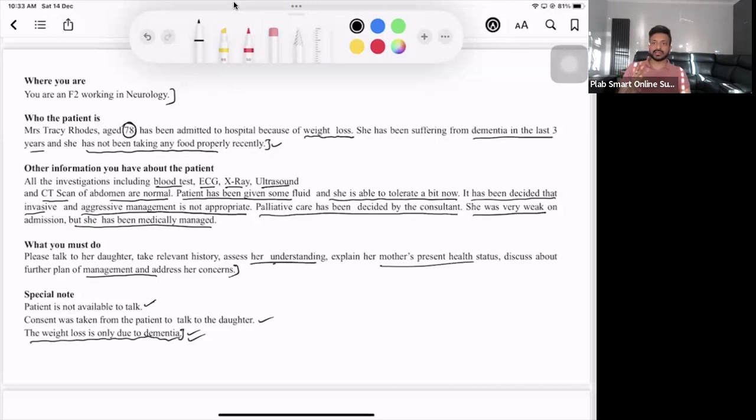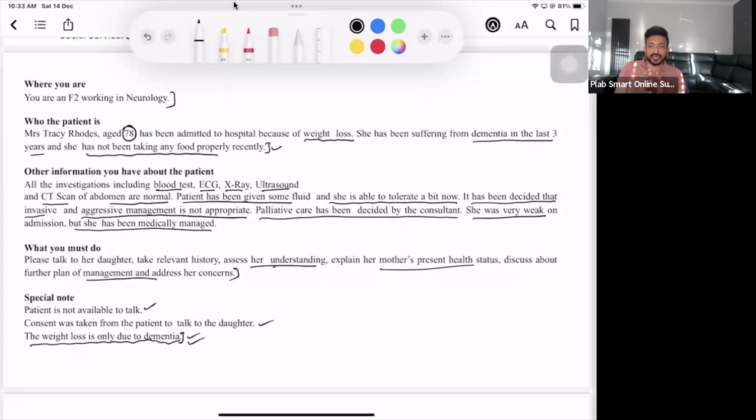Now, tell me one thing: in these kinds of stations, when you go into the cubicle, how are you going to start? Are you going to take a history to find out the reasons for weight loss? I've seen some candidates, some doctors, doing that: they go in and take a history of whether the patient has any other medical conditions. And when we ask why they are taking that history, they say it's to rule out the reasons for weight loss. Should we do that? I would say it is not required. If you do that, you might be wasting time, because the question very clearly mentions that the weight loss is because of dementia, and all the investigations, the ultrasound, CT abdomen, everything, has been done and is normal. So what is the point of doing that kind of history? You don't need to.